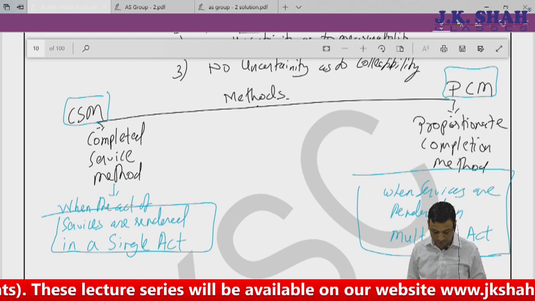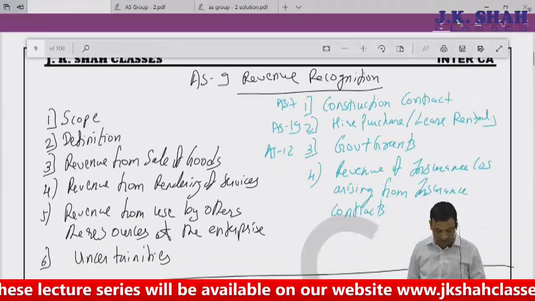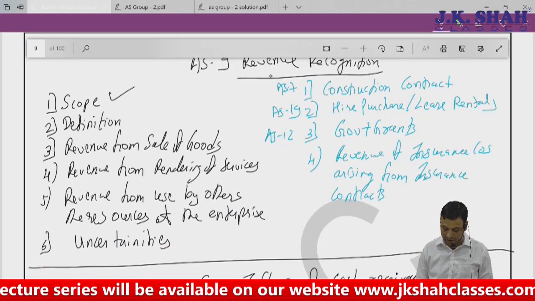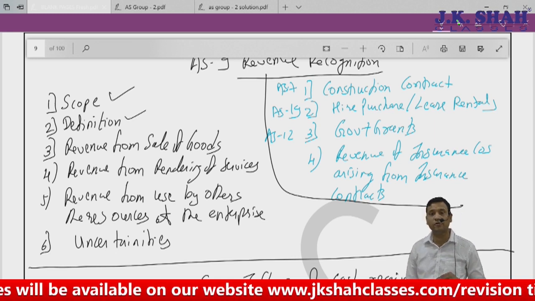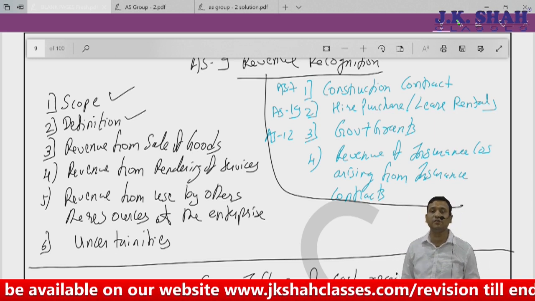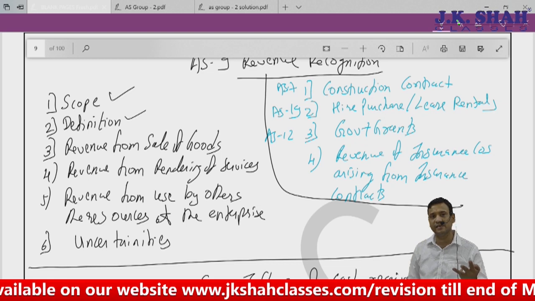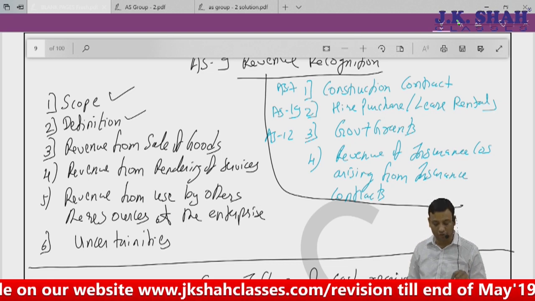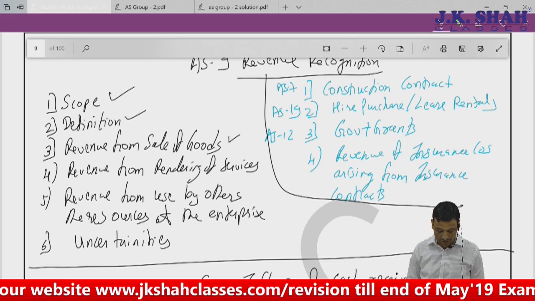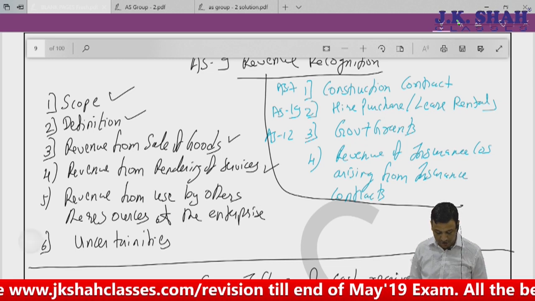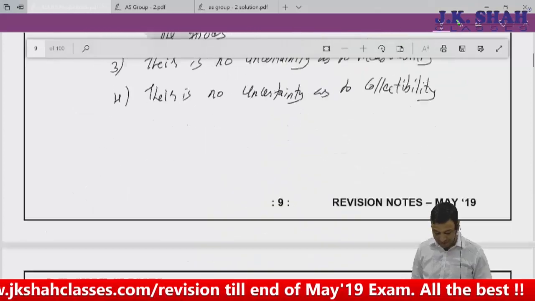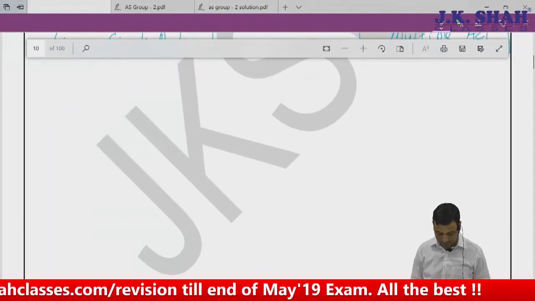Now moving on to the areas which we were discussing. We completed scope: 4 areas where the standard is not applicable. Definition: revenue is gross inflow of cash, receivables or other consideration, mainly from 3 things: goods, services and use by others of the resources of the enterprise. Now, revenue from use by others of the resources of the enterprise: somebody else is using my resources.